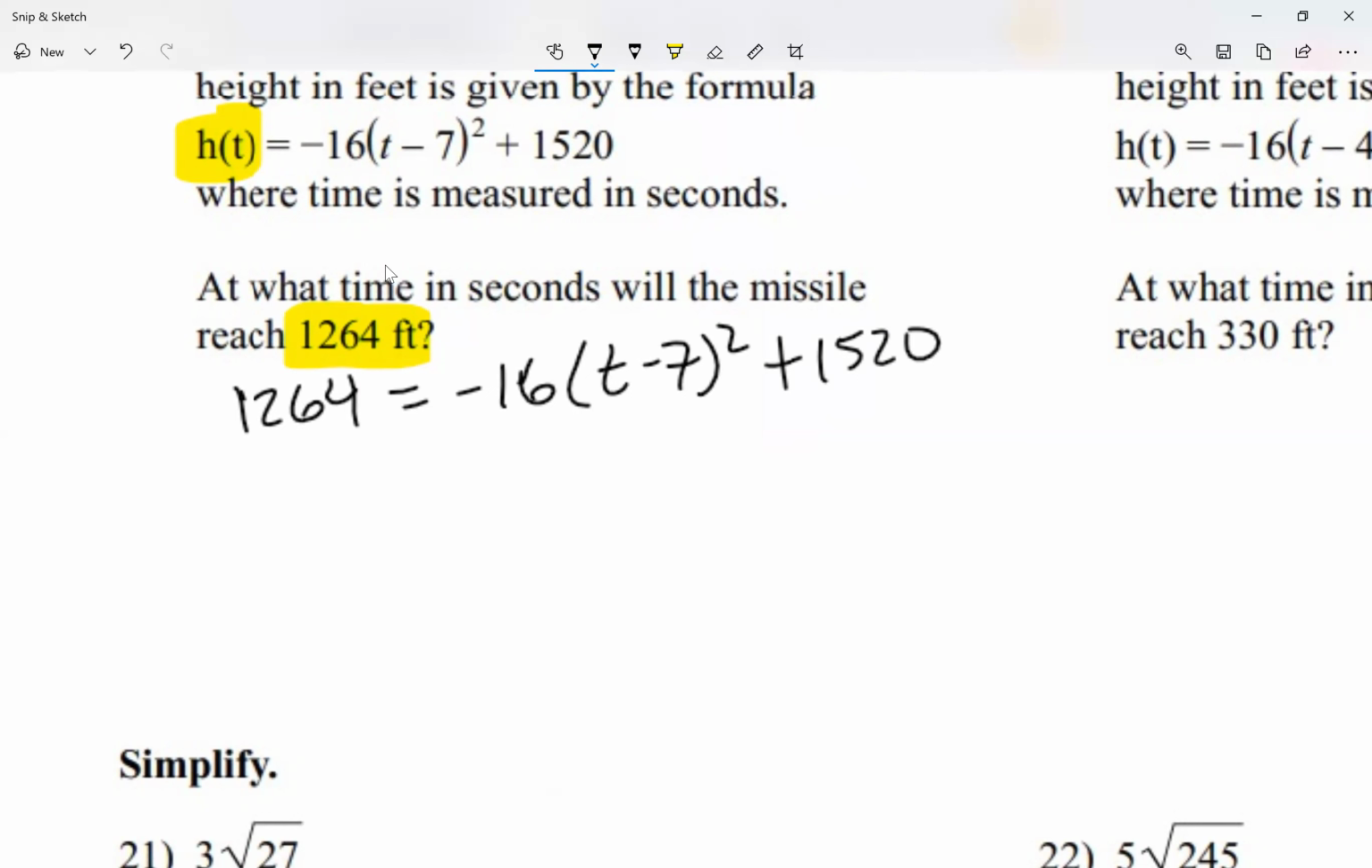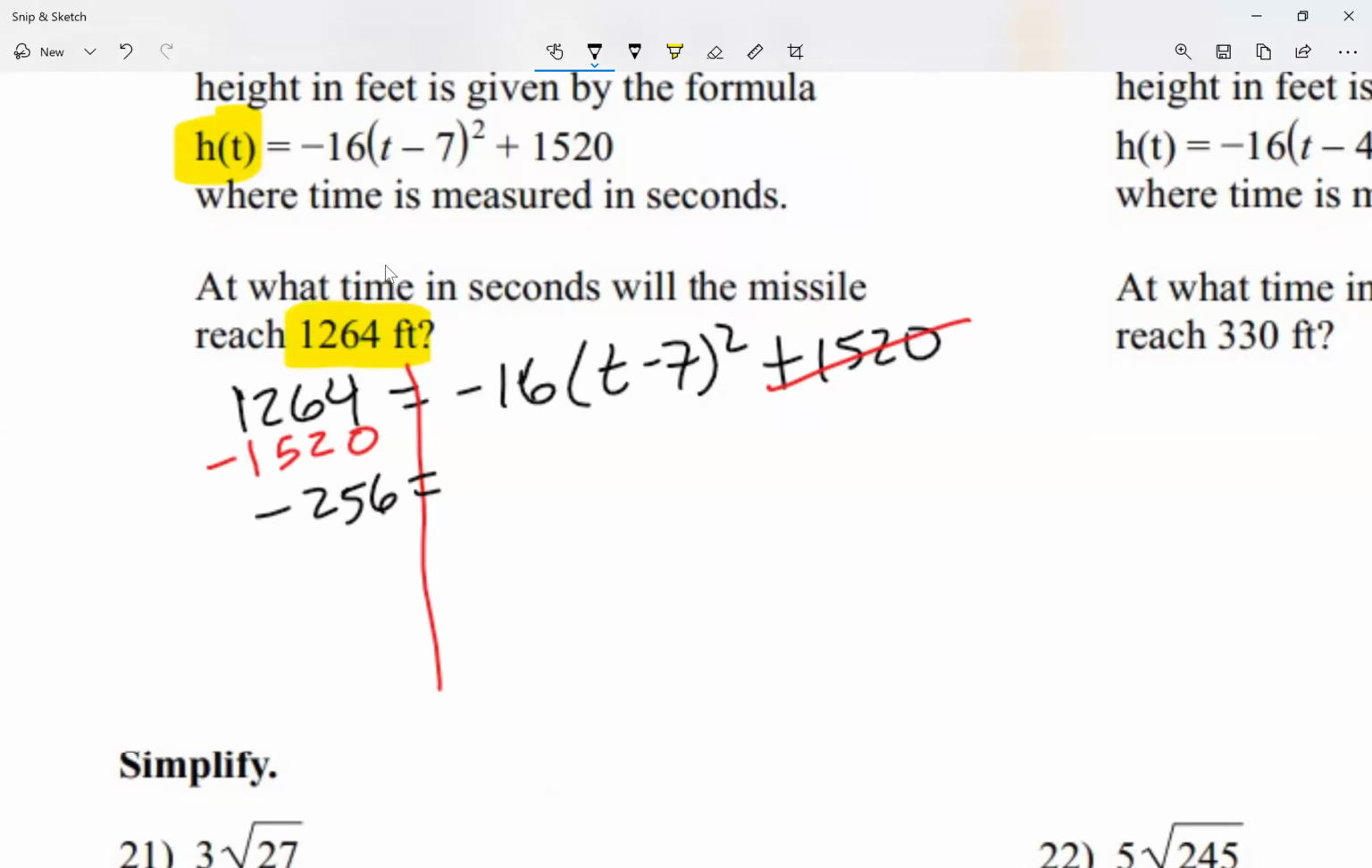Okay, I just remembered how to solve for a letter. Remember, all I have to do is separate my sides to the equal sign. This plus 1,520, I'm going to move it to the other side as a minus 1,520. I know 1,264 minus 1,520 happens to be negative 256. Use a calculator if you need to. So negative 256 is equal to negative 16 times (t minus 7) all squared.